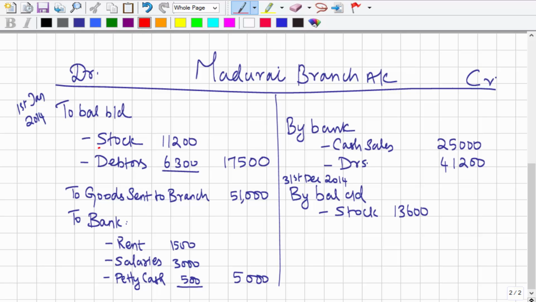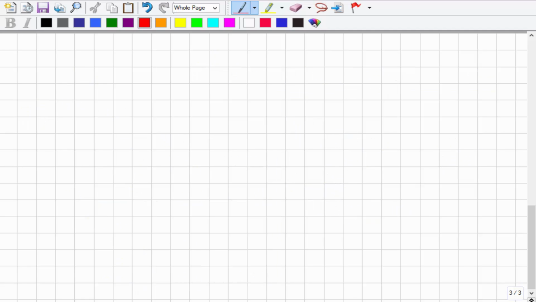What are the opening balances we had? The opening balances were stock and debtors. Now we have only stock. What about the debtors? We don't have that information. It means we have to find what is debtors. Okay, for that we need a working note. So we'll have a small working note to find out debtors. Working note 1. We'll open a debtors account, and that will help us to understand what is the closing balance of debtors.